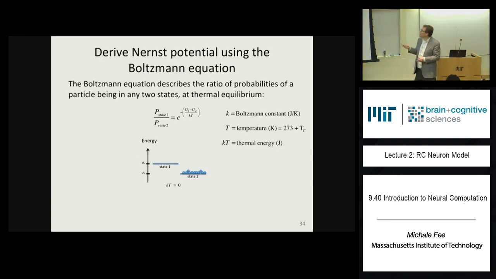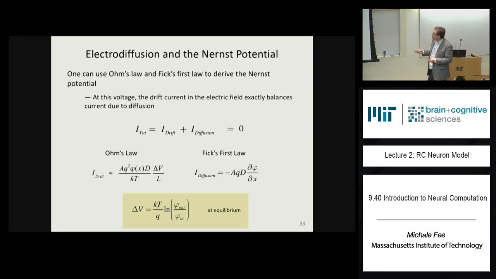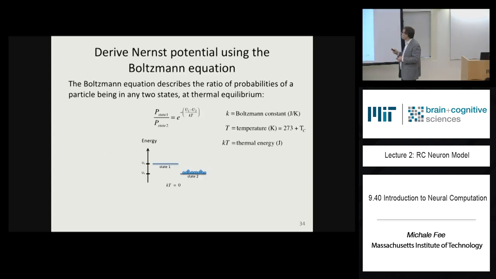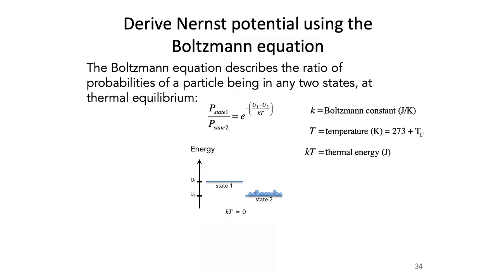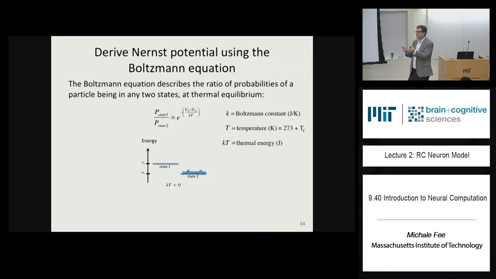All right, so here's an alternative way of calculating this voltage difference, which is really beautiful. We're going to use the Boltzmann equation. The Boltzmann equation tells us the probability of a particle being in two states as a function of the energy difference between those two states.